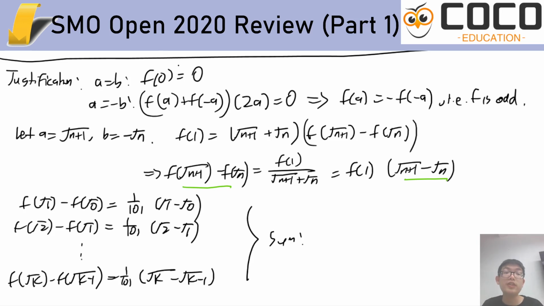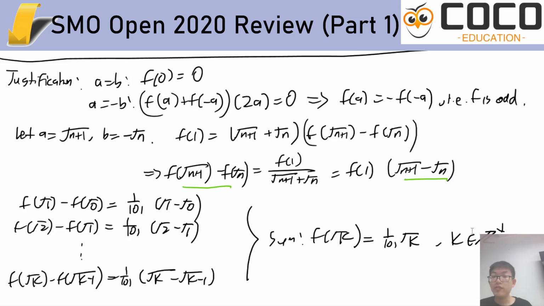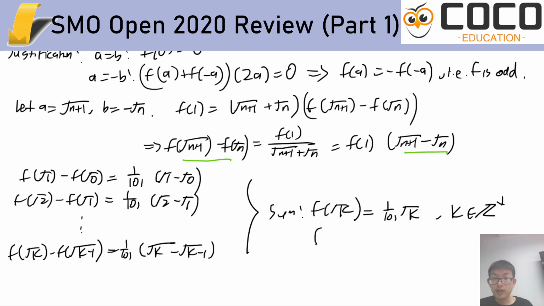Right, of course, f of 0 is 0. So for any positive integer k, this is true, and therefore in particular it would be true that if I put in k as m squared, f of m equals 1 over 101 of m for any integer m as well. Right? So this is going to confirm that at least for the values that I'm asked to find, this is true.